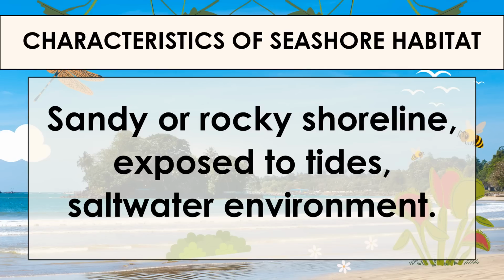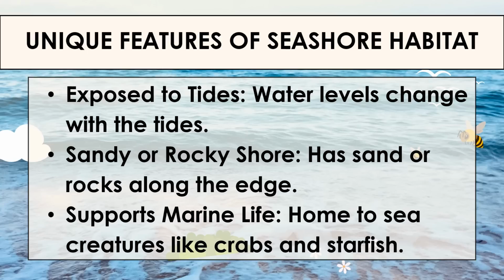Characteristics of seashores: sandy or rocky shoreline, exposed to tides, saltwater environment. Unique features of seashore habitats. First, exposed to tides. Water levels change with the tides. Second, sandy or rocky shore. Has sand or rocks along the edge. Third, supports marine life. Home to sea creatures like crabs and starfish.